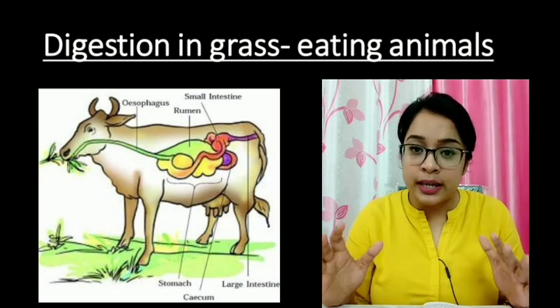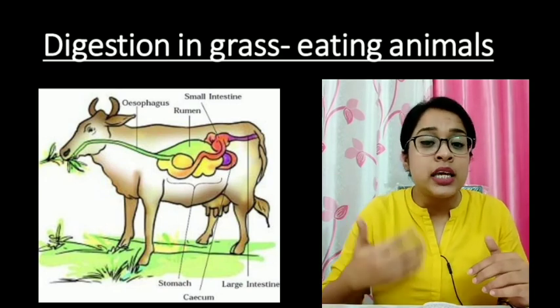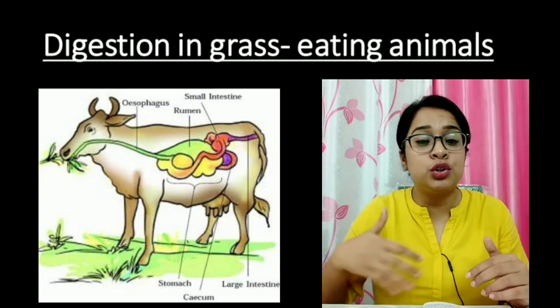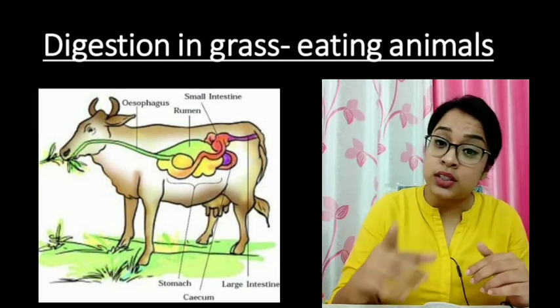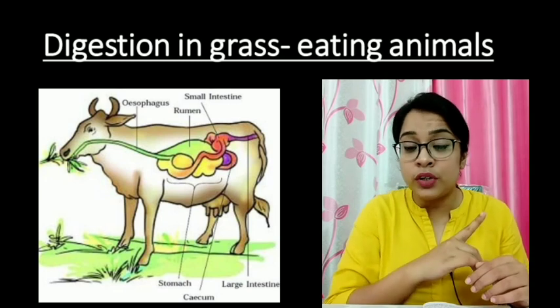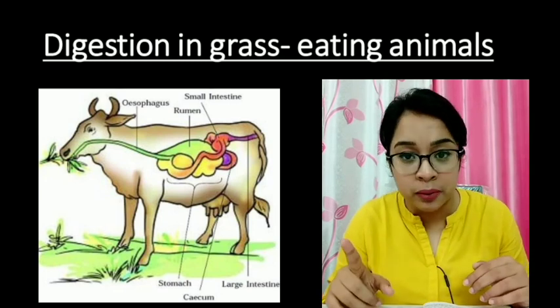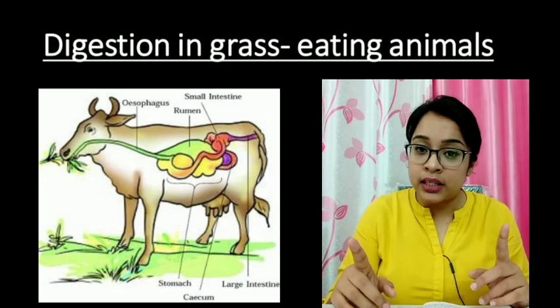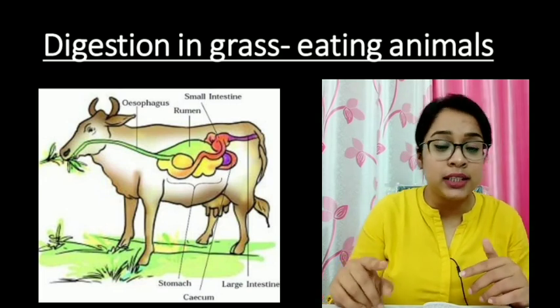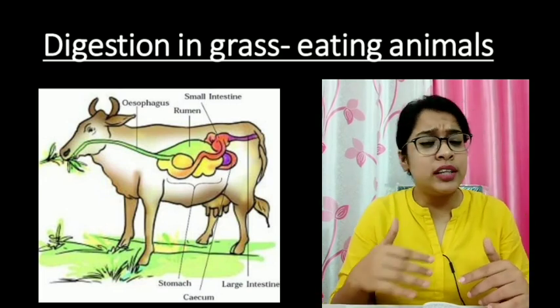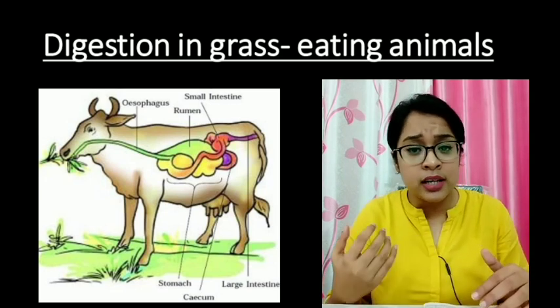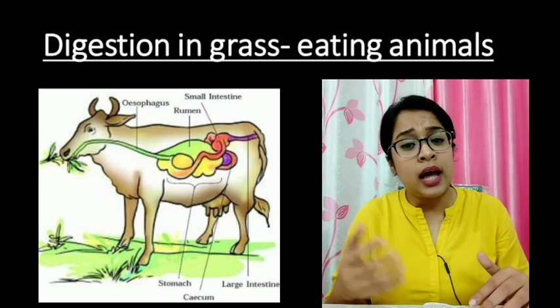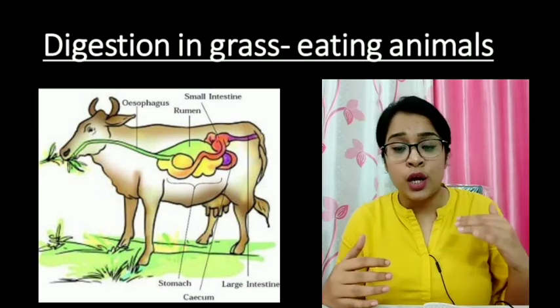When the animal is grazing, they keep on eating the grass without chewing it properly, and that grass gets deposited in the part of their digestive system known as rumen. And there are some bacteria which can digest the cellulose. So, when they are grazing, they are just eating the grass, not chewing it properly, and that grass gets stored in the rumen.